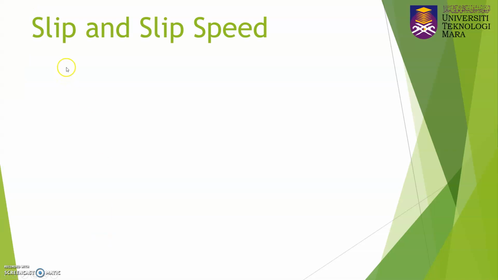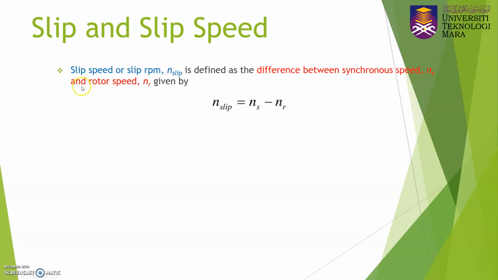So basically what is the main difference between the slip and the slip speed? For the slip speed, or we can also call it the slip RPM, usually we write it in terms of the symbol n slip. The slip speed is defined as the difference between the synchronous speed and the rotor speed. So the equation of the slip speed is given by n slip is equal to ns minus nr, where ns is the synchronous speed and nr is the rotor speed.